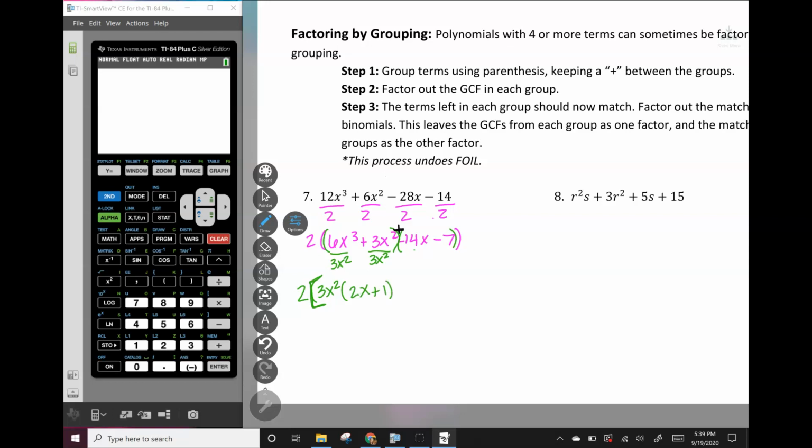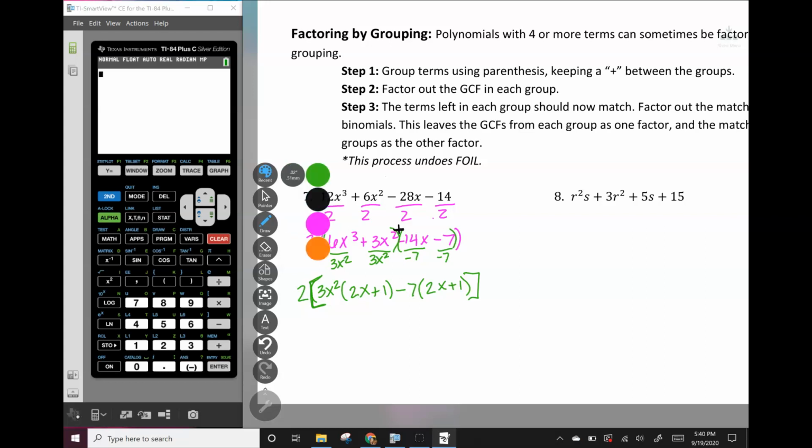On the second one, taking out a -7, that's my GCF. Remember, if there's a leading negative, which there is right here on the -14, you want to take that out. So write the -7 out front, and that leaves you with 2x plus 1. This 2 is the original GCF that was taken out, and then we took out the GCF from the first group, 3x squared, and then the GCF from the second group, -7. And then we were left with these two binomials.